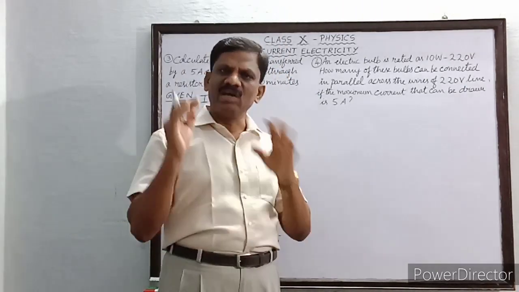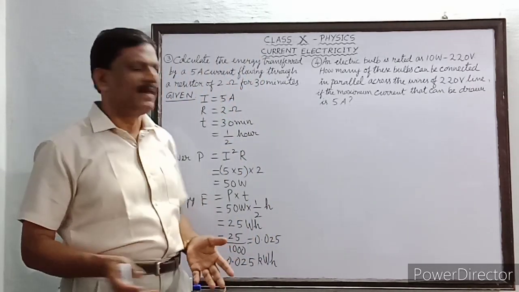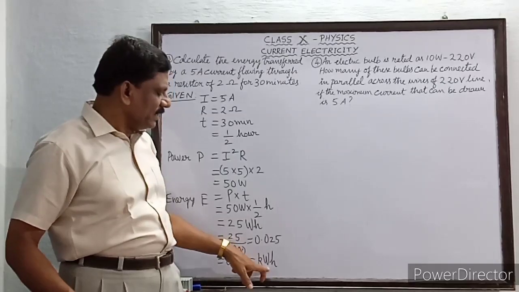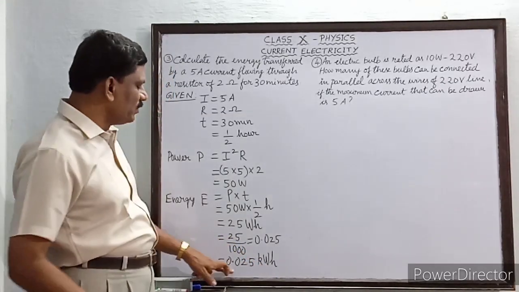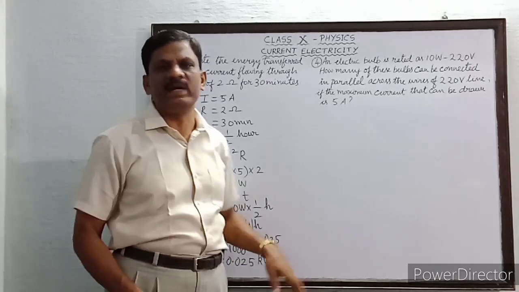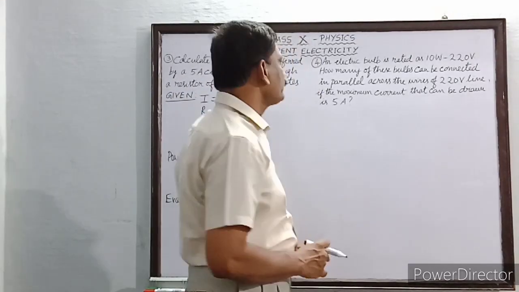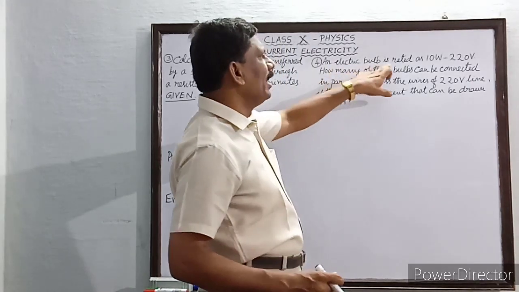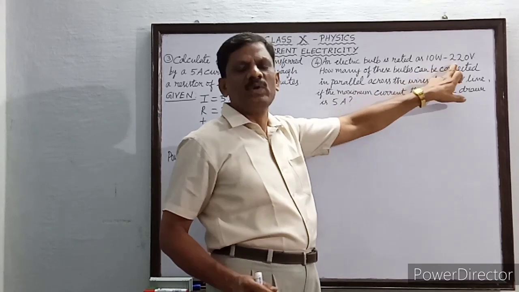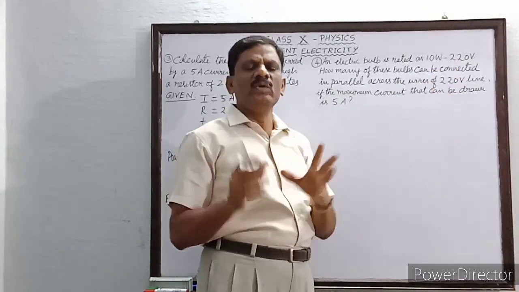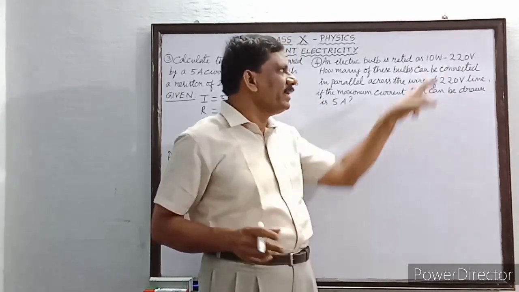So first we have to list out what are all the given quantities. Then write the formula or expression relating the given quantities. Then substitute and you get the unit in kilowatt hours. So we find that the electrical energy consumed is 0.025 kilowatt hours. Now let us read problem number 4. An electric bulb is rated as 100 watt 220 volt. Now whenever you purchase a new bulb, on the cover it will be mentioned like this.